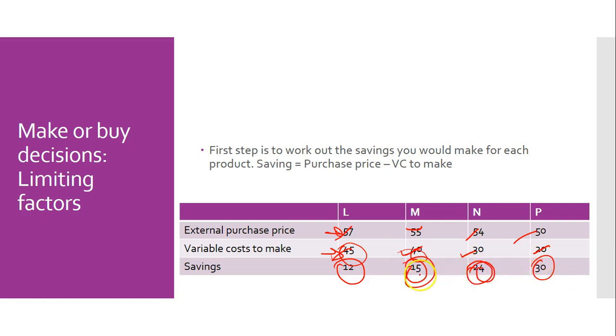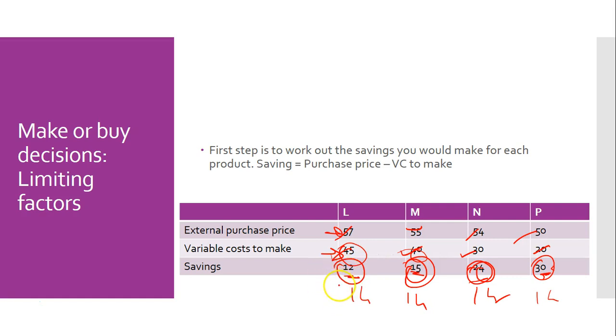So just on the face of it, if they all took the same hour, if it was all 1 hour to make a unit, then yeah, of course, we would make P because we save 30 pounds by making it in-house. Then we would make N, then M, and then L. And we would be done. We could just use the raw figures, but we can't use the raw money figures because these things take different hours to make.